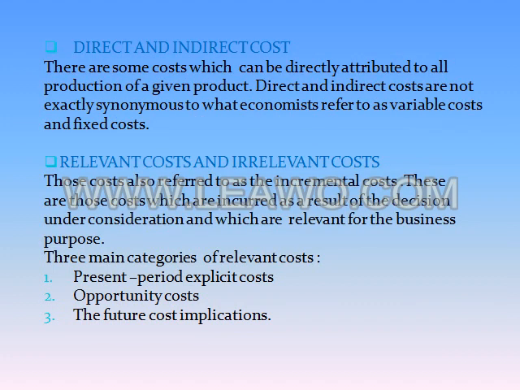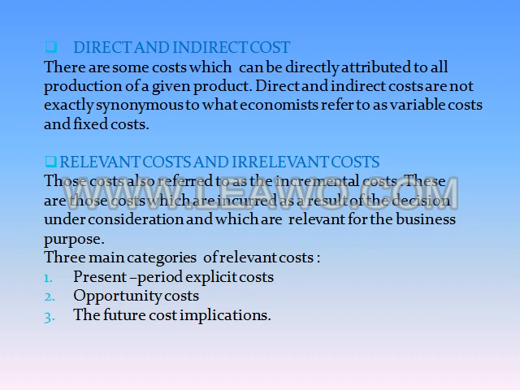Direct and indirect cost. There are some costs which can be directly attributed to the production of a given product. The use of raw material, labor input and machine time involved in the production of each unit can usually be determined. Direct and indirect costs are not exactly synonymous to what economists refer to as variable cost and fixed cost.